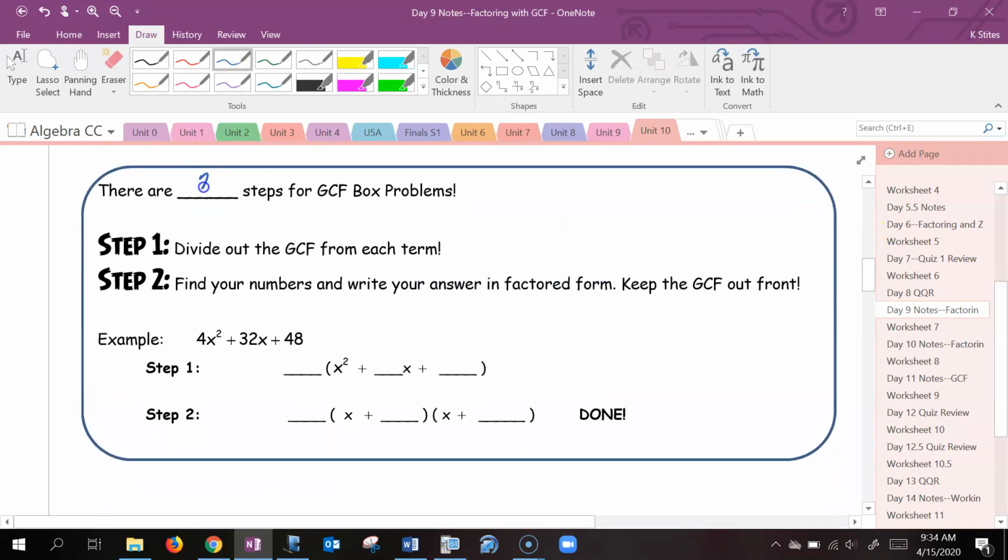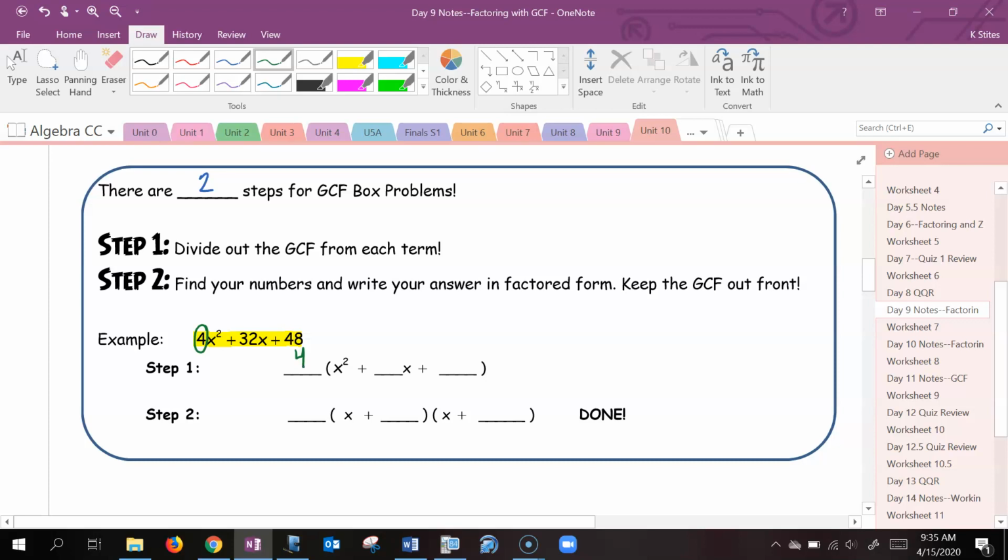All right, so now let's go ahead and try this. There are 2 steps for GCF box problems. Step 1 is you're going to divide out the GCF from each term, and step 2 is you're just going to do your box problem like normal. Okay, so here's an example. You have 4x squared plus 32x plus 48. You should notice you have a 4 in front, and 4 does divide into each of these evenly. That means 4 is my GCF. It's going to come out front.